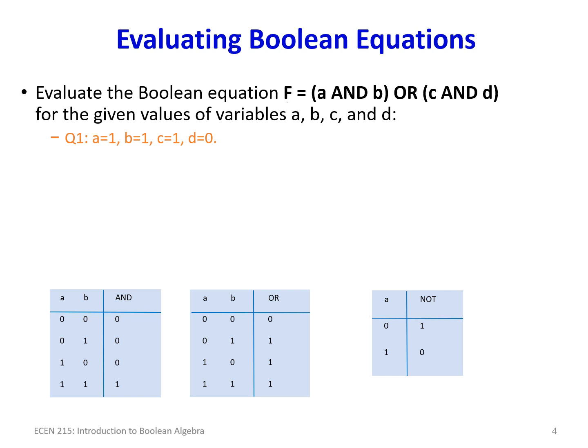So the first question here, let's go ahead and evaluate this function. We have a equal to 1, b equal to 1, c equal to 1, and d equal to 0. If we write this out, we have f is equal to a, which is 1, and b, which is 1, in parentheses, or c and d, which is 1 and 0.